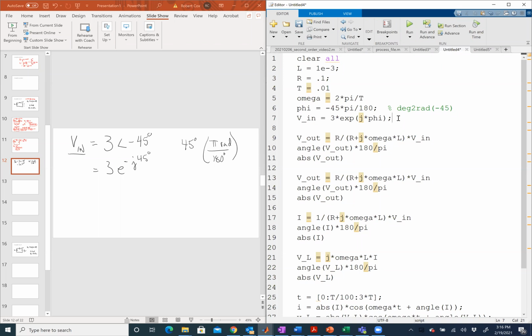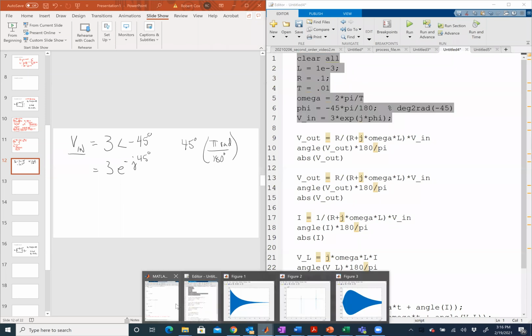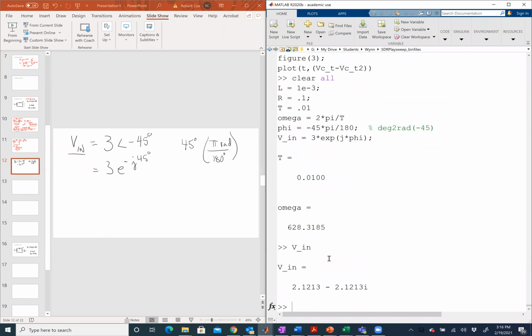So let's take this and evaluate that code, and see what I get for Vin. There's my Vin right there. It says 2.1213 minus 2.1213i. Where is that located in the complex plane? Quadrant 4. Yeah, it should be at negative 45 degrees, and I can tell looking at it that it's at negative 45 degrees.